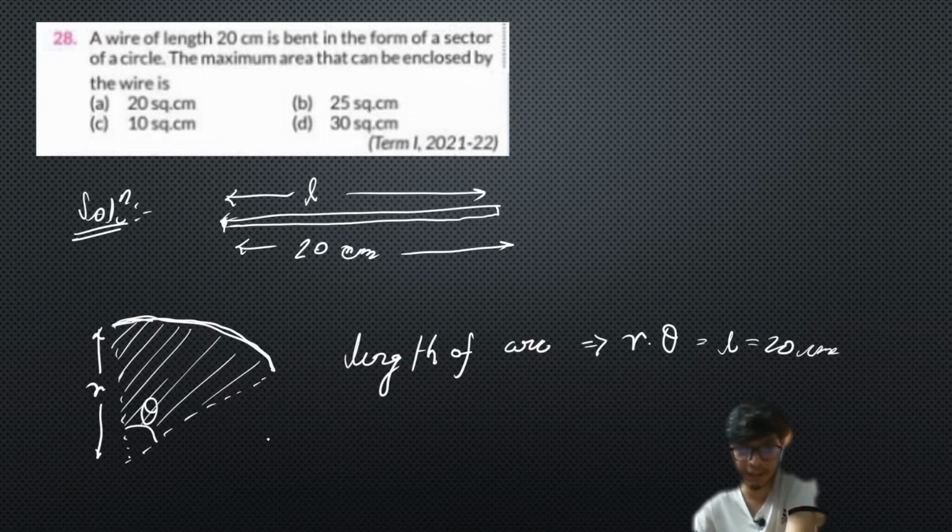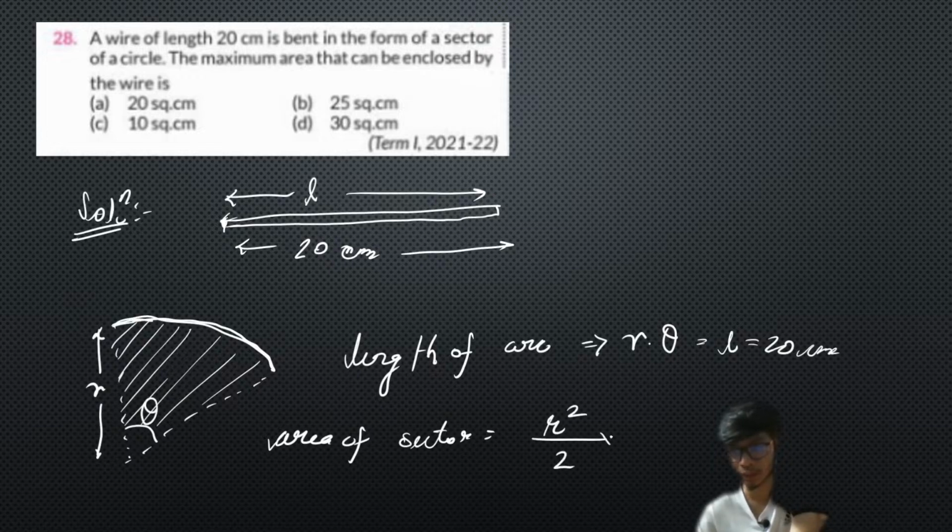Now we also know that the area of a sector is given as r square upon 2 into theta. Now how do we get this? This is a question. So let us try to analyze how we get this.